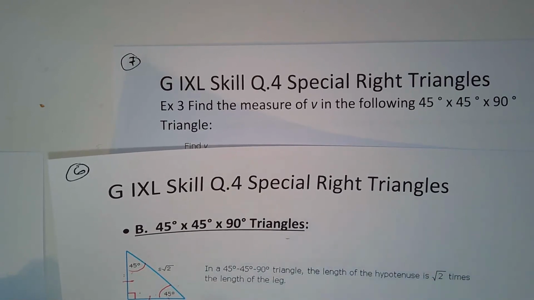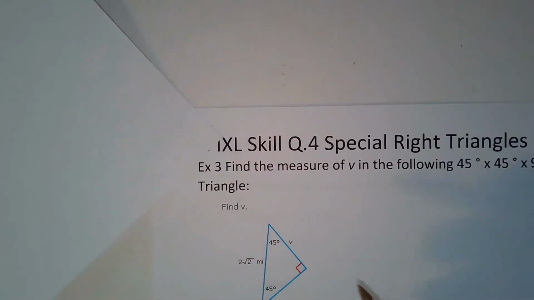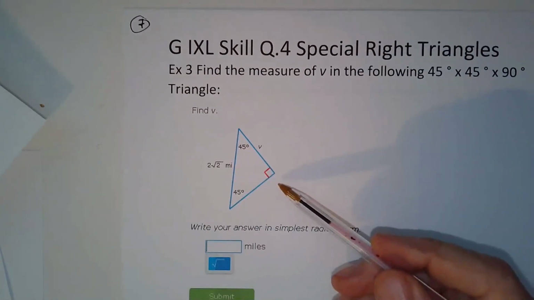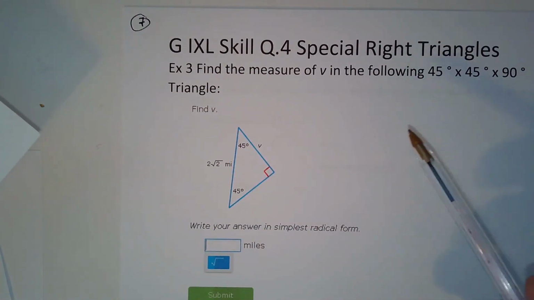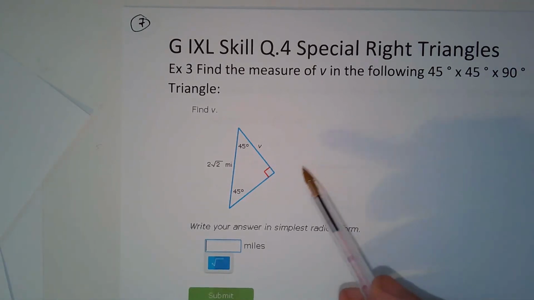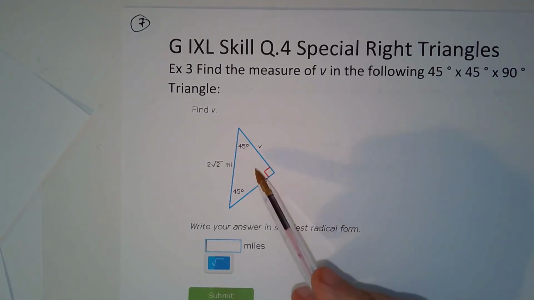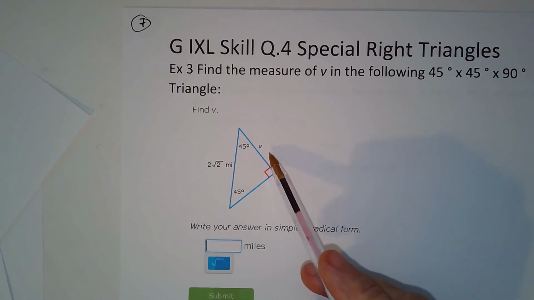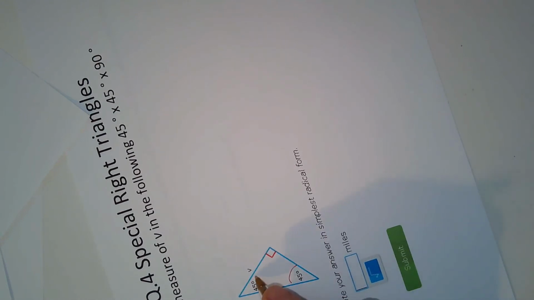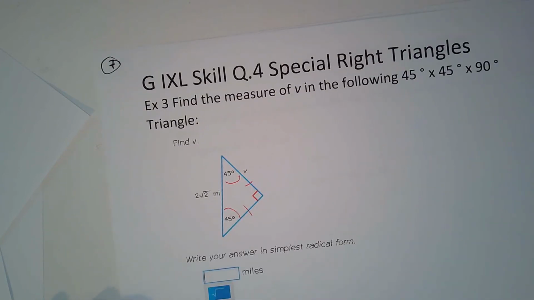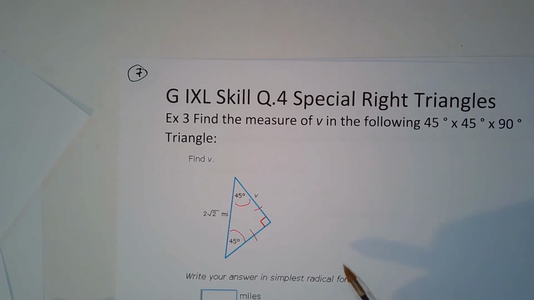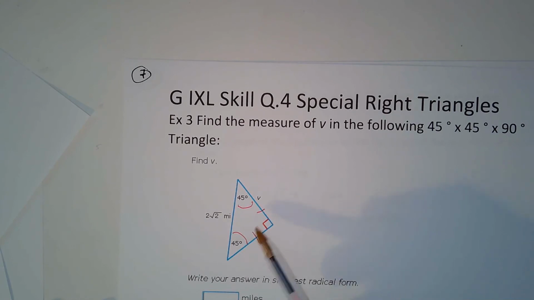Now, we're really more concerned right now with specifically this example here. So in this one, they want us to find the measure of V in this 45, 45, 90 degree triangle. So V is one of the two legs. And what we said was, okay, the base angles are the same, therefore the two sides are the same. Two sides are congruent. Okay? So we know only this base length. It's 2 times the square root of 2. Okay?